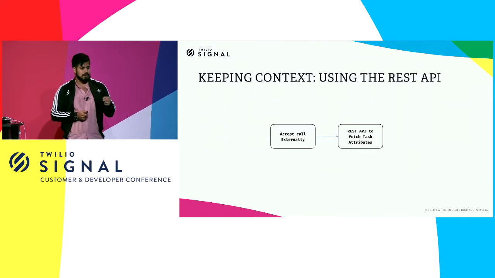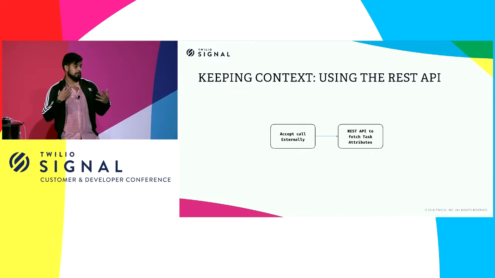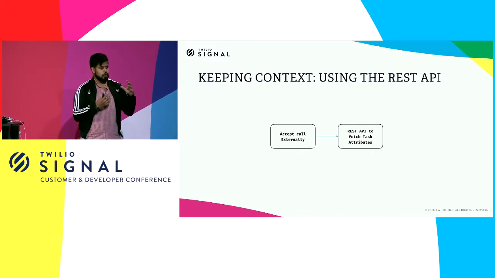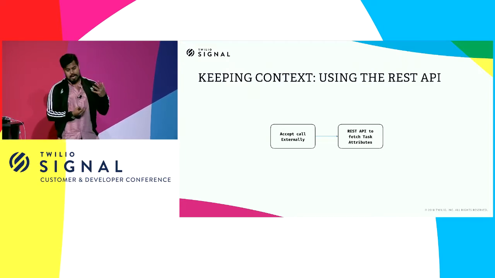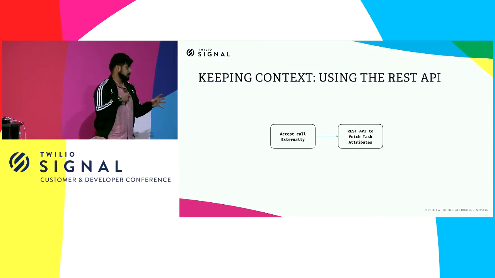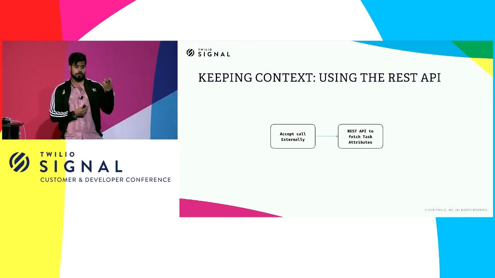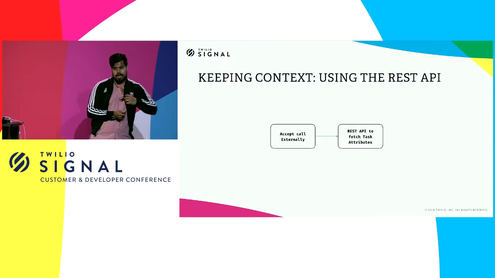Let's talk about keeping context using the REST API. If you're using a modern contact center platform, many of them have visual flow builders that'll let you make a REST API request to an endpoint when you actually accept that call. The great thing about TaskRouter is that all of the information and attributes on that task are available, and you can filter it by the actual phone number that's incoming. So it's a single REST API call. You can get back those task attributes and map them into this.